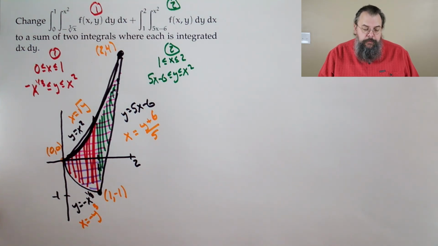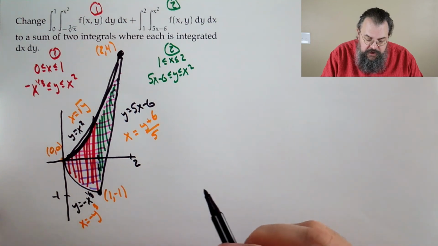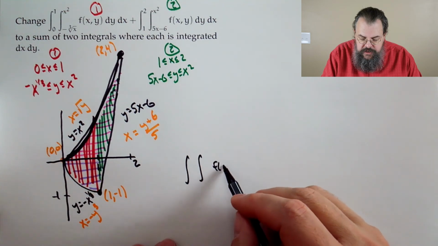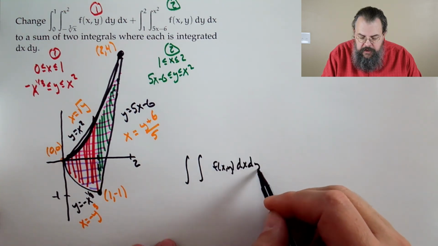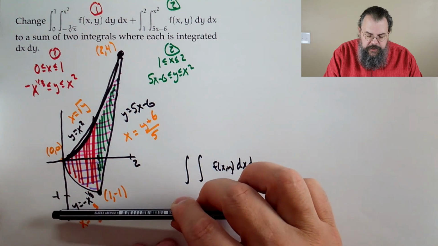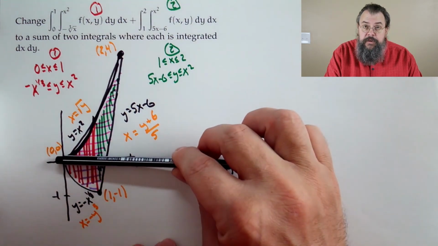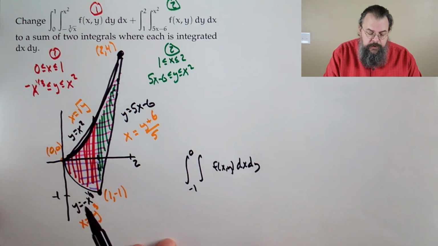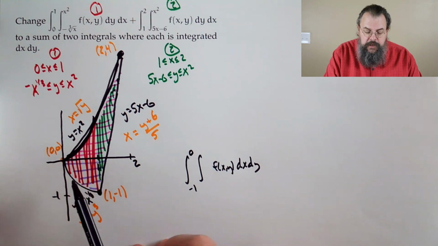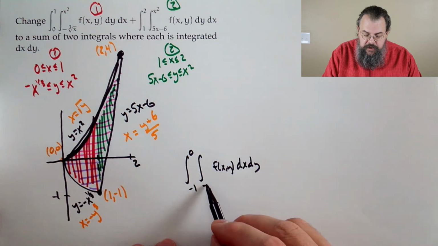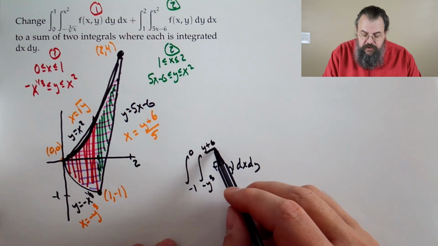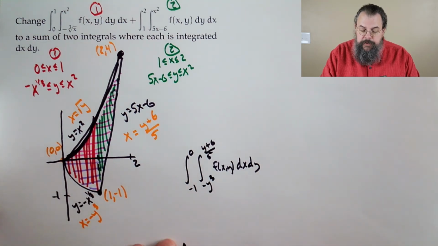But from here, we basically can write down our answer. We say, okay, we have an integral, our function, dx dy. Well, where does y go from in the first part? Start at -1 up to 0. Where does x go from? Left to right, low to high. Minus y cubed, because these are x bounds, so x equals minus y cubed, up to y plus 6 over 5. Okay, that's the first part.